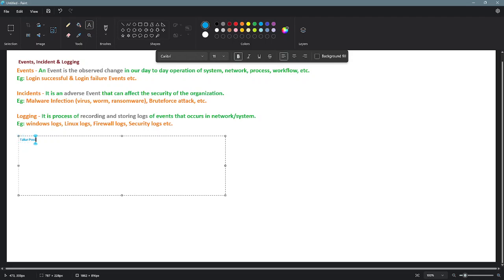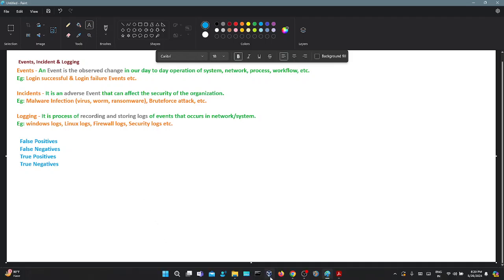False positives, false negatives, true positives, true negatives. So these are the four types of alerts. So let me take an example.